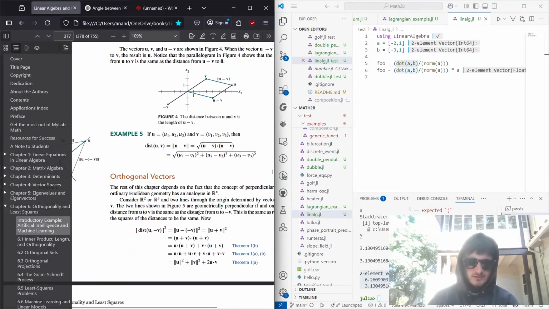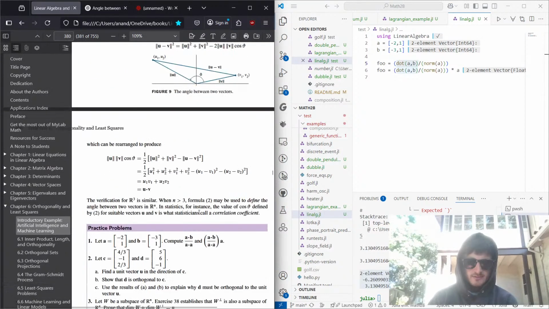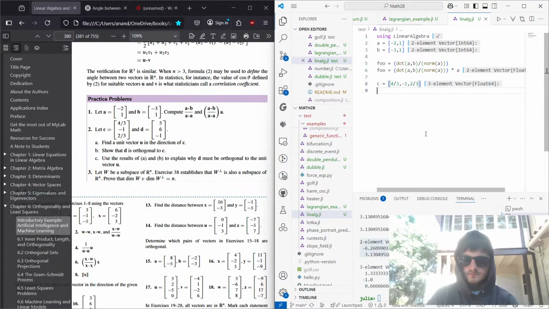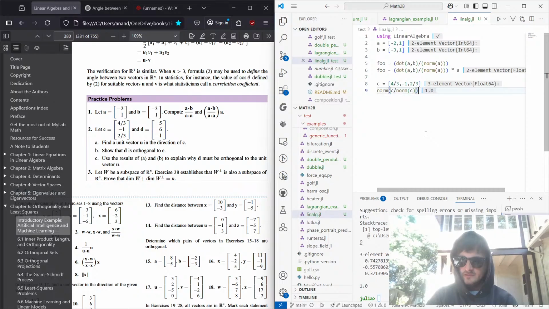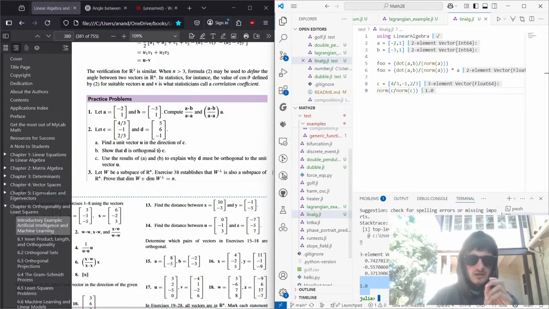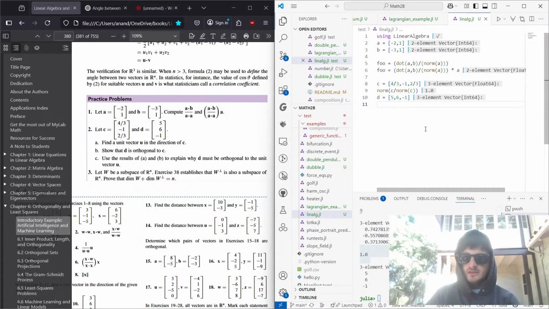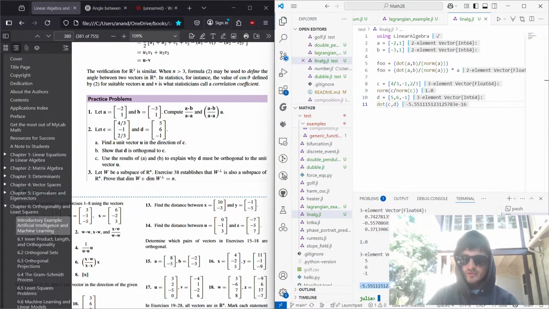All right, so we did problem one. Now find a unit vector U in the direction of C. I think it's just going to be C divided by norm C, right? Then if we do the norm of this, it's 1. Bam. Show that D is orthogonal to C. 5, 6, minus 1 dot C. Okay, this is pretty close to 0.